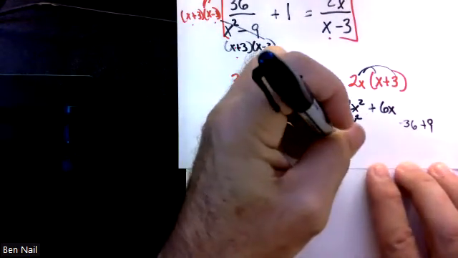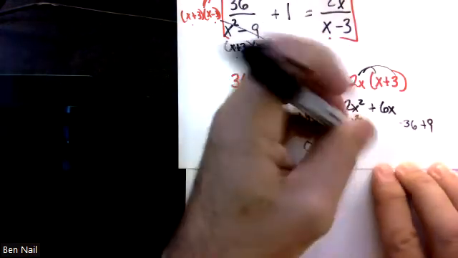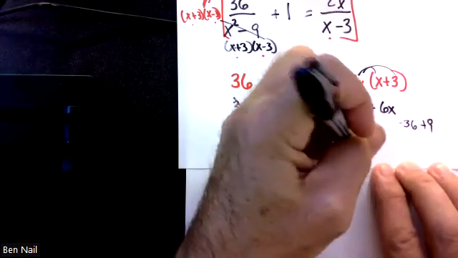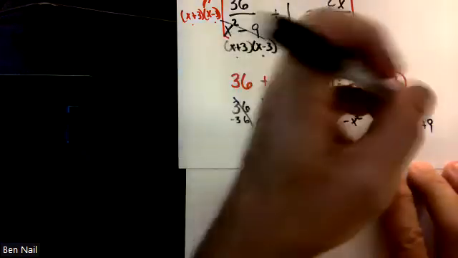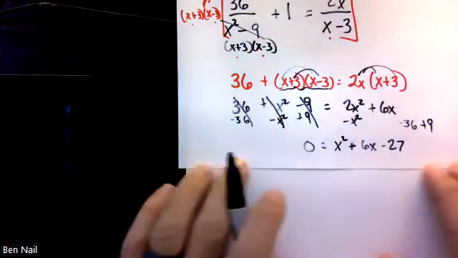2x squared minus 1x squared is 1x squared. 6x doesn't have any like terms, so it's just a 6x. Negative 36 and positive 9 is negative 27.